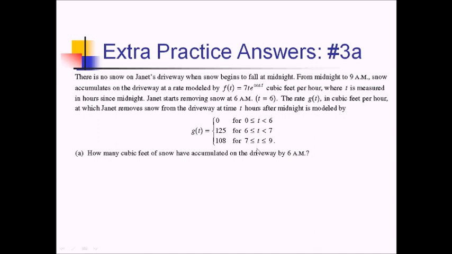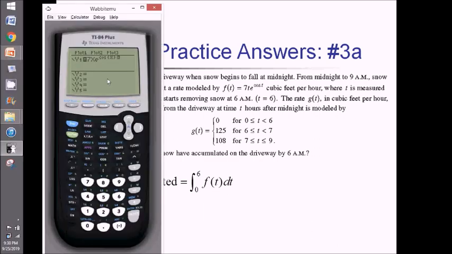For this, we are going to use our f of t function. We just have to integrate the rate of snow accumulation from 0 to 6. So that's what we're doing here: integral from 0 to 6 of f of t dt. And for this, we will use the calculator. To help me out on this, I'm entering my f of t function as my y1 function in y equals. So 7x times e to the cosine of x, same thing as t.